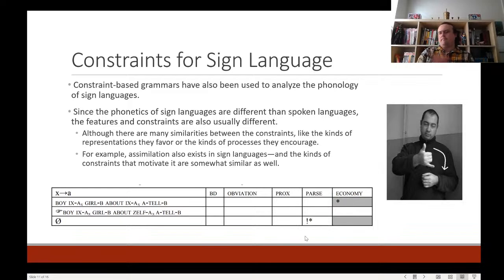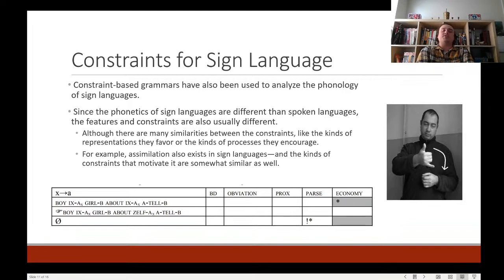There's a lot here that you don't know enough to understand yet. Don't worry about that. The main purpose of this example is to just show you that constraint-based grammars aren't specific to a particular modality, right? So the constraints we're going to use are different than those used in spoken languages, since the phonetics of sign language are different than the phonetics of spoken languages. And the features in those constraints are also going to be different, but there are a lot of similarities.